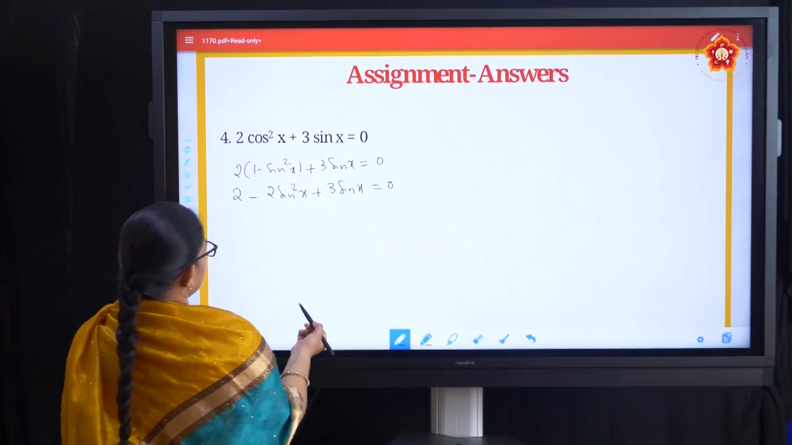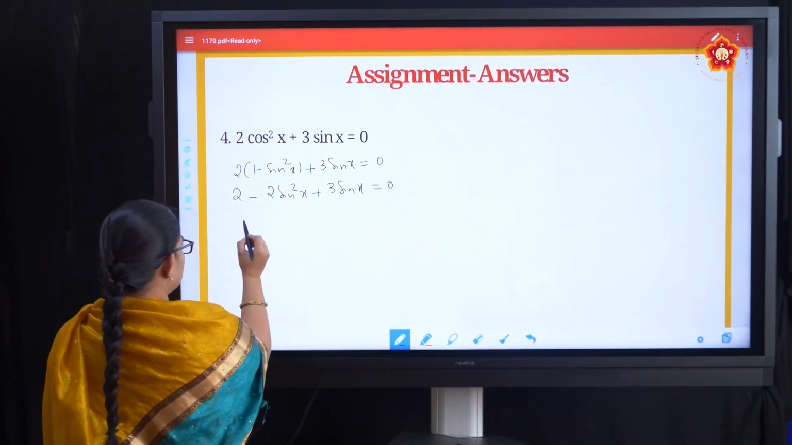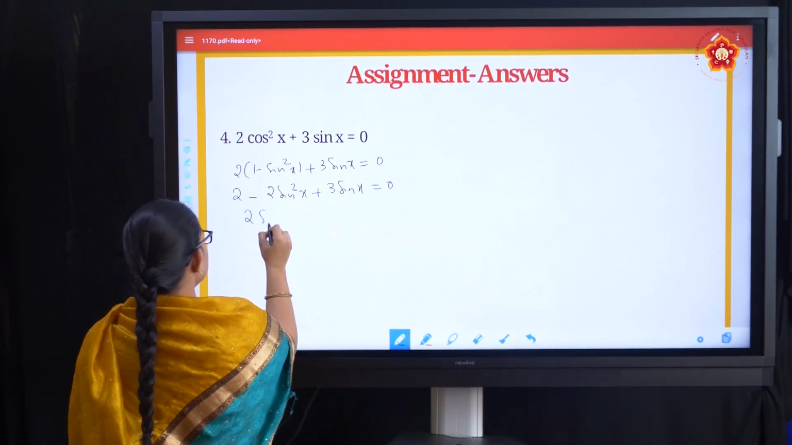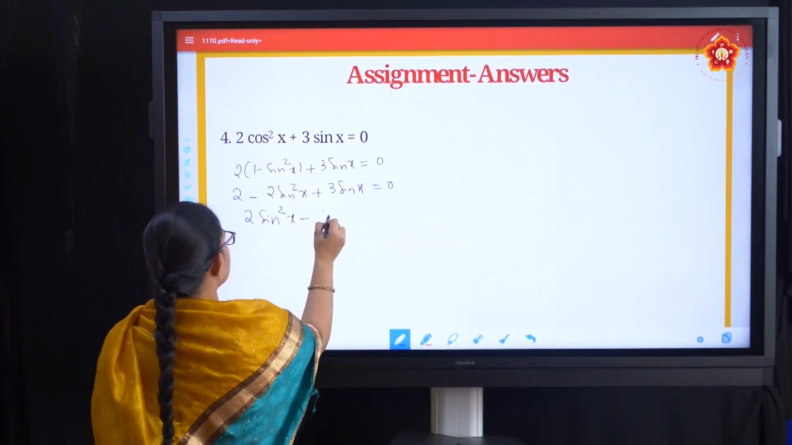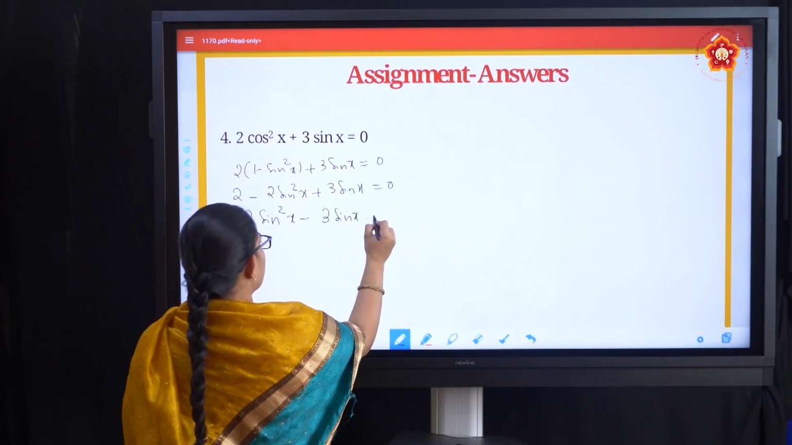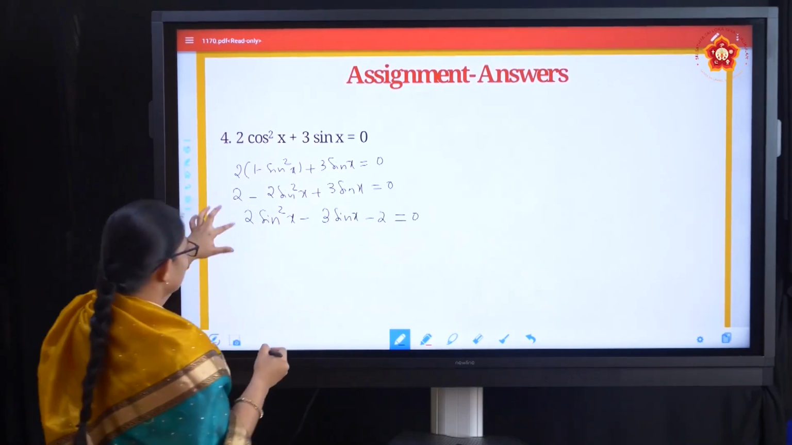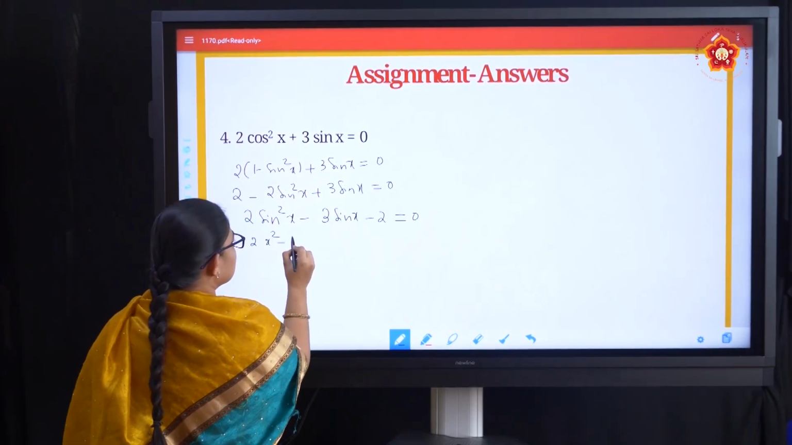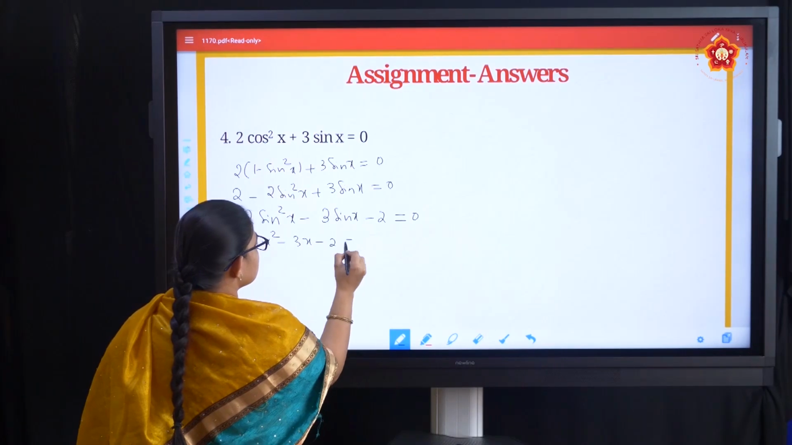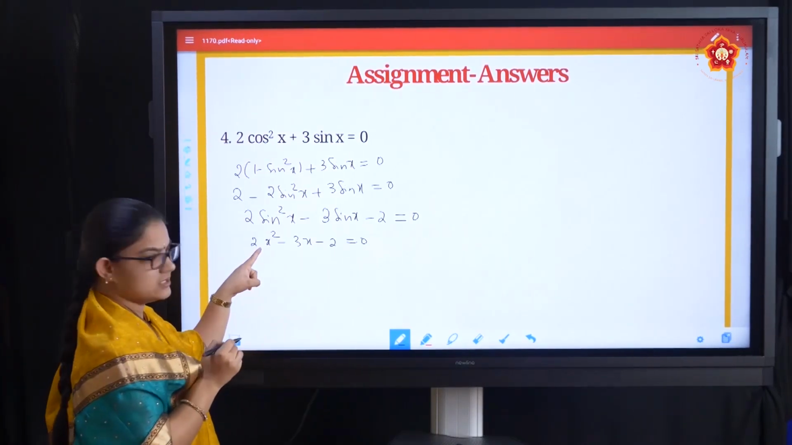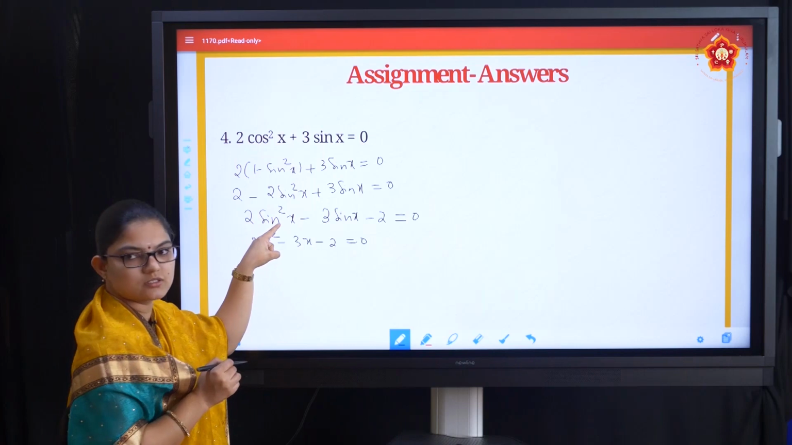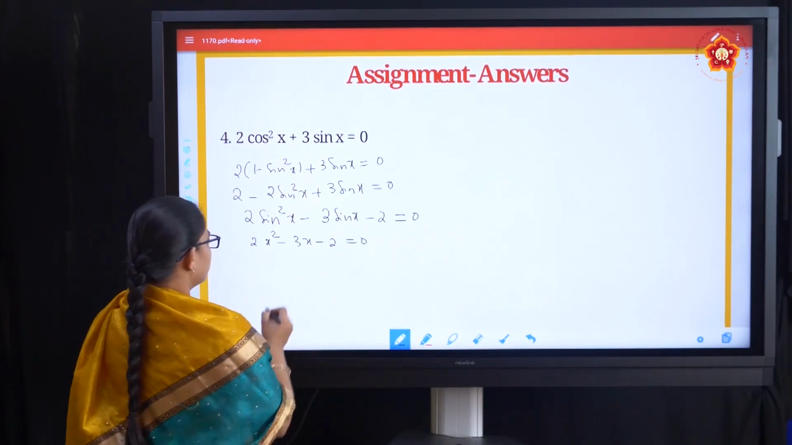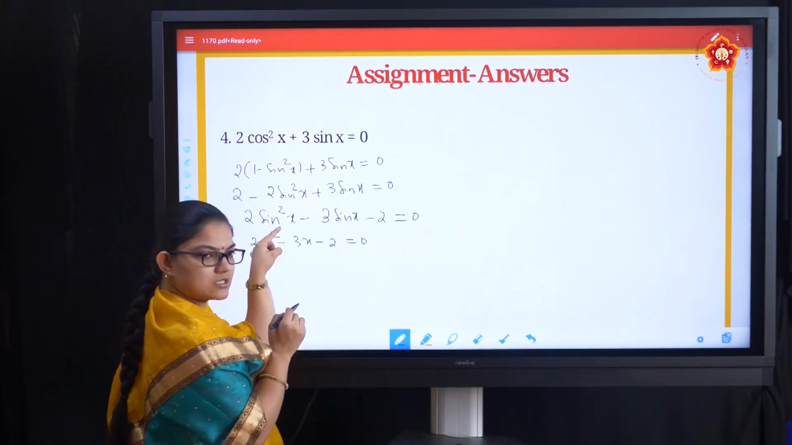Now it is of the form, and we can rewrite that as 2 sin²x − 3 sin x − 2 = 0, right? So now it is of the form 2x² − 3x − 2 = 0, where in place of x we have sin x. So it's a quadratic equation, so we have to solve that in order to find sin x.